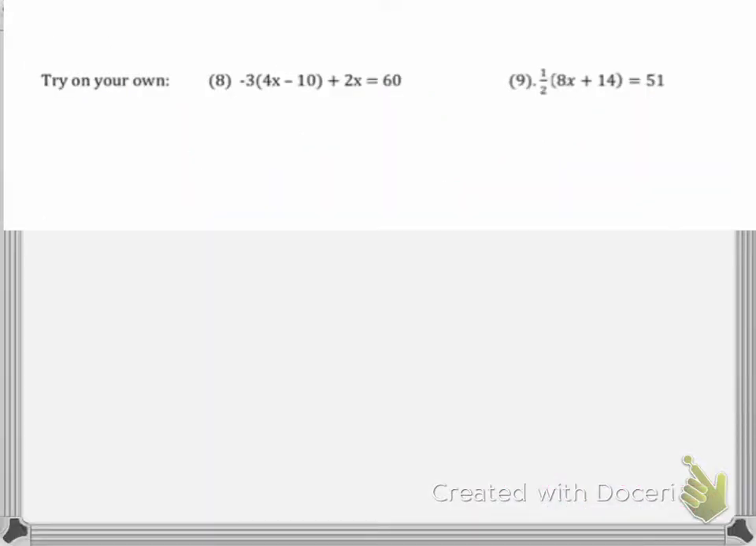So now that you've seen those options as well, why don't you try number 8 and 9 on your own as well?